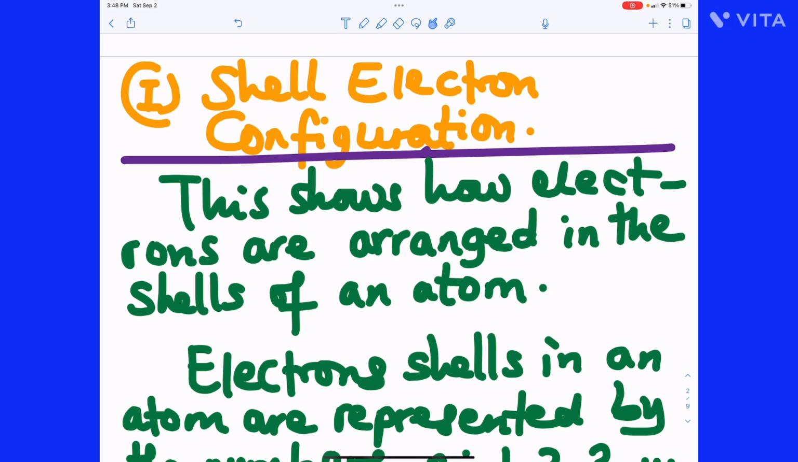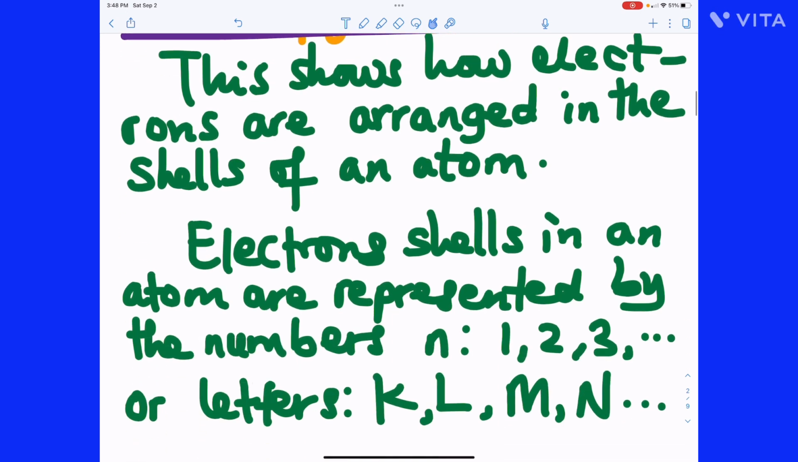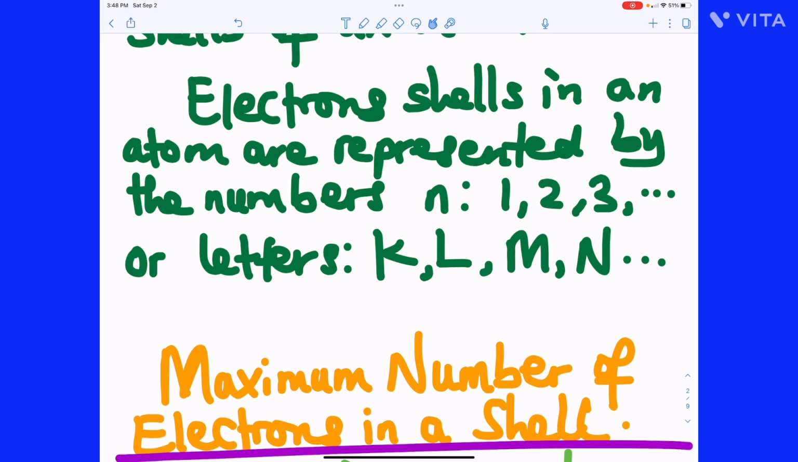which shows the arrangement of electrons in the shells of an atom. You understand? Shell electron configuration only shows how many electrons are arranged in each shell in an atom. Electron shells are usually labeled 1, 2, 3, 4, 5, 6, and so on using numbers, or labeled K, L, M, N and so on using letters. The shell number is referred to as small letter n.